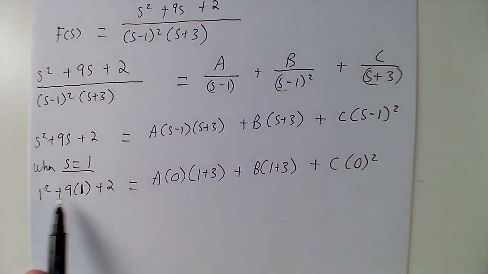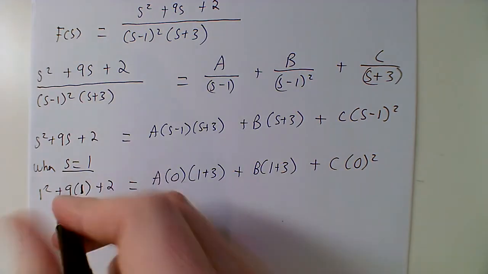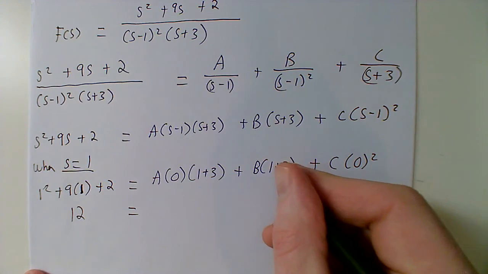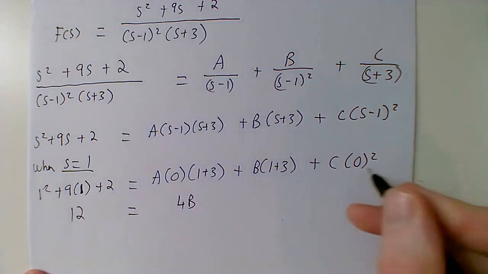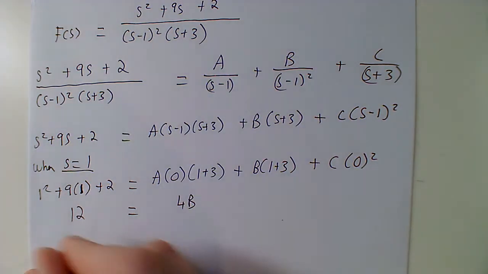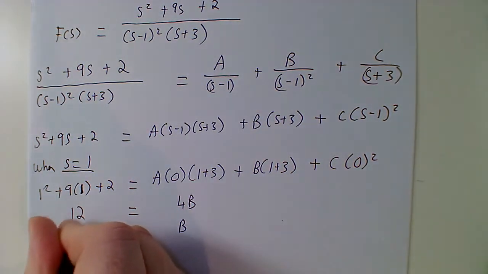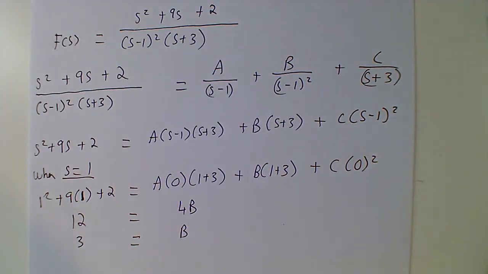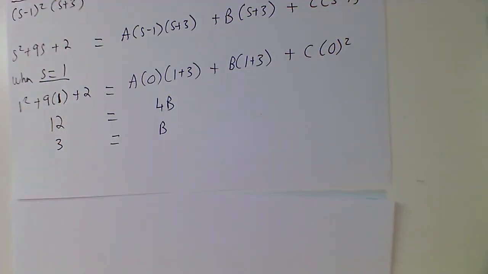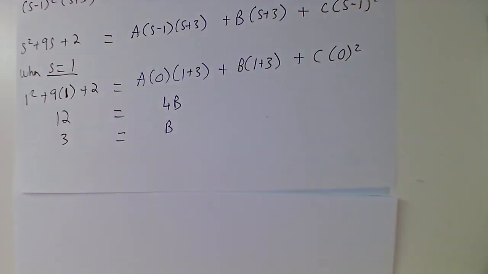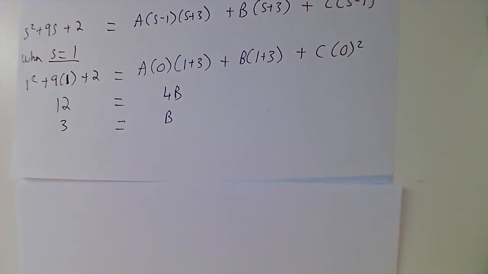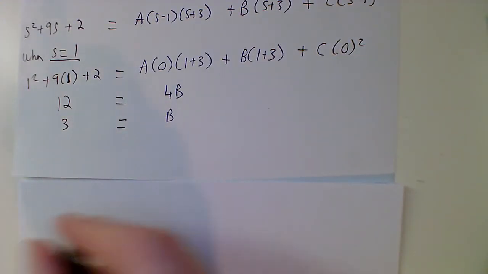Okay, so 1 squared plus 9 plus 2 is 12. That's 0. That's 4, so that's 4B. And that's 0 there. So that means that B is 3. Seems like a nice example so far. Right. Let's have a look at the next bit.